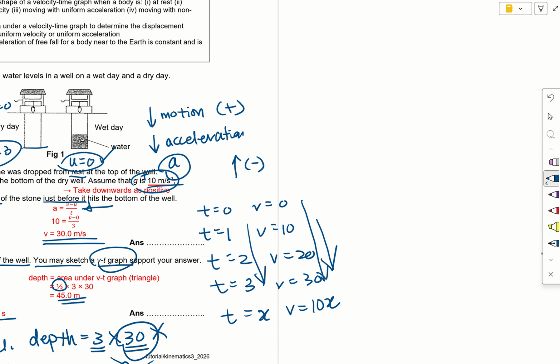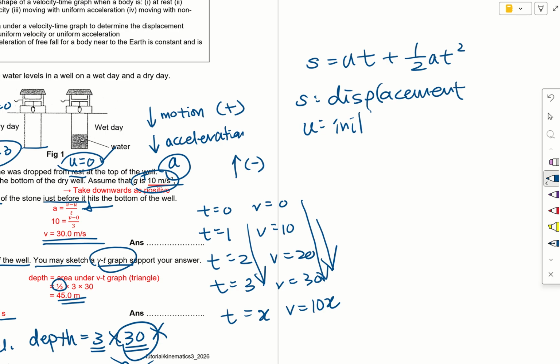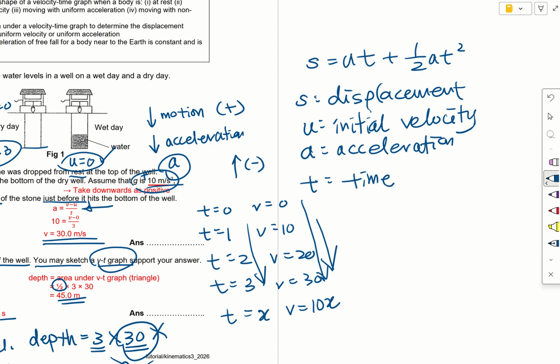So the first one is S equals UT plus half AT square. S is your displacement, U is your initial velocity, A is your acceleration, and T is your time. Later on I'll show you how to use it.